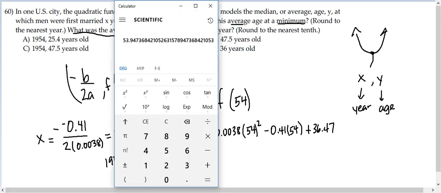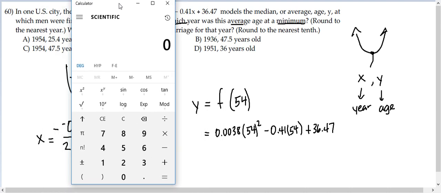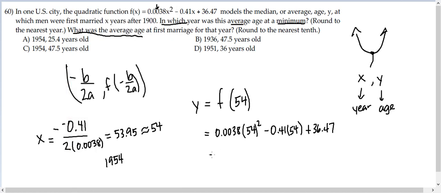Alright, so we have to be very careful here with this calculator, since it is one of the more basic calculators. So 54 squared times 0.038, minus parentheses 0.41 times 54, plus 36.47. So we get 25.4 would be that age.